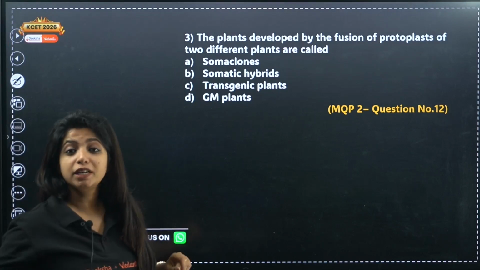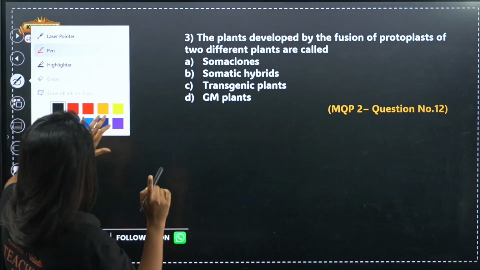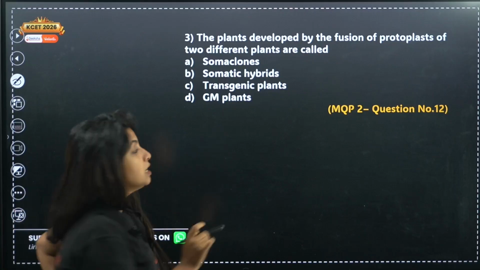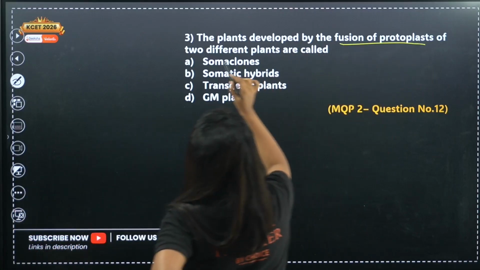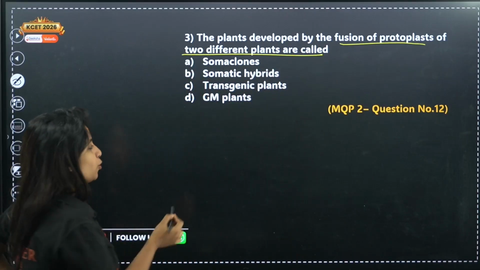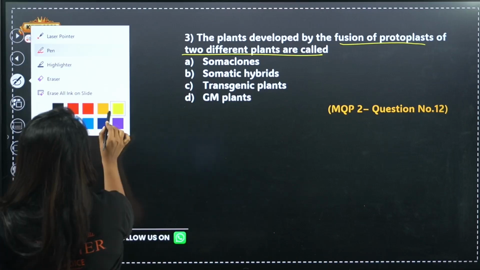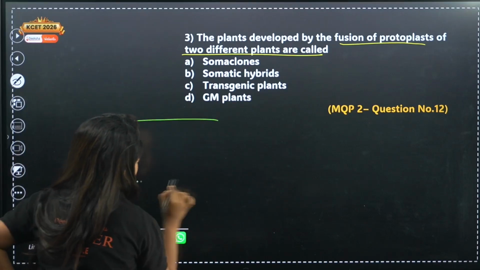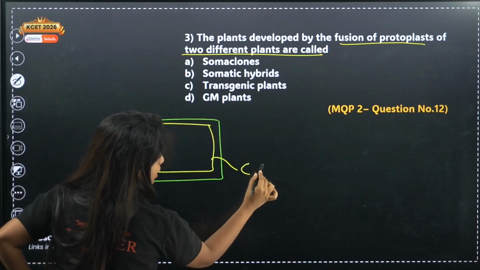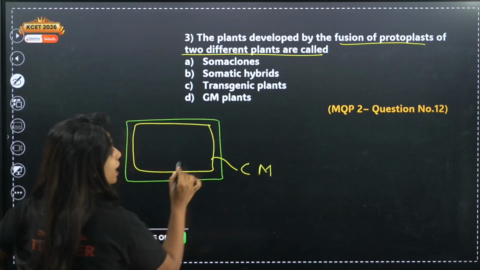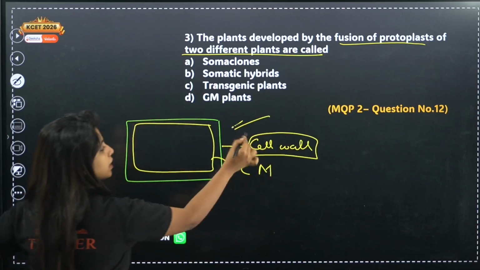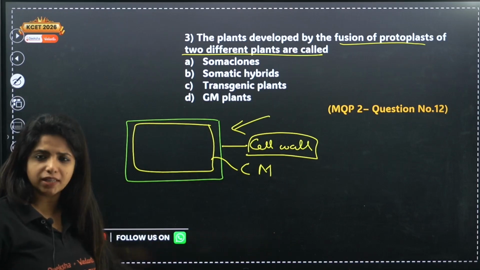Okay. Now question number 3. This is from MQP2, and the question number is 12. So, model question paper 2, question number 12 is the one being discussed here. Plants developed by the fusion of protoplasts of two different plants are called what? So, what is a protoplast, my dear children? If you know plant cells, usually they look like this. They have their own cell membrane, and apart from that, they also have a cell wall, which protects them from everything around them, right? They have an extra shield out there because they cannot move.